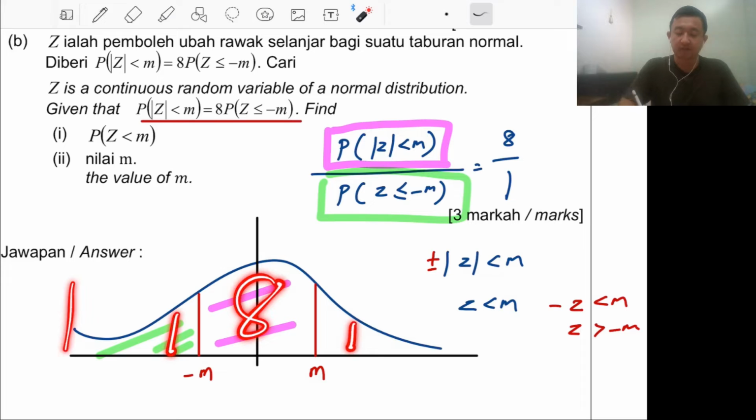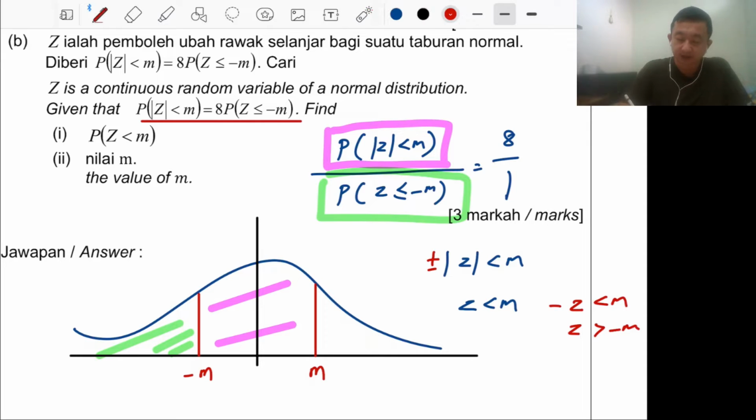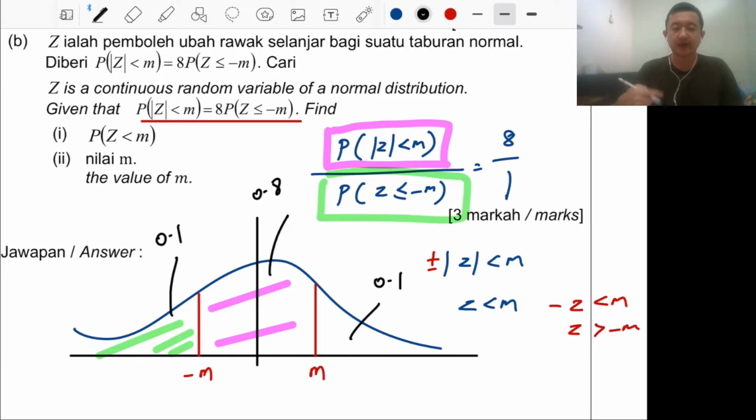So how many total parts here? We have a total of 10 parts, right? And the total probability is 1. So 10 parts, total probability is 1. One part means a probability of 0.1. This is 0.8 probability, this is 0.1 probability, and the total is 100%. This is how you understand it.